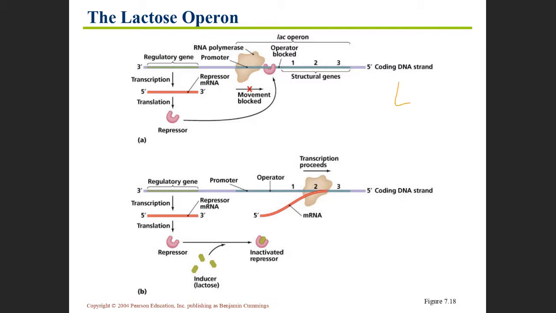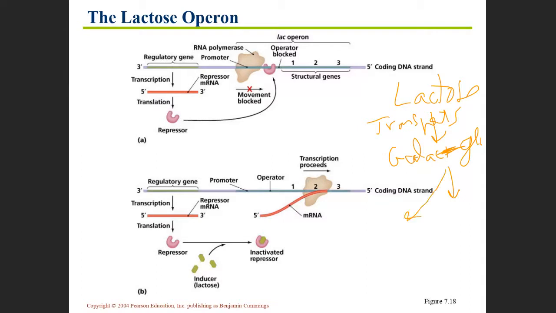So if the cell wants to catabolize lactose, the first thing it has to do is bring lactose into the cell. So transport. It's going to need some type of protein that transports lactose into the cell. And lactose is a disaccharide. It's made of galactose and glucose. So galactose and glucose bonded. So now it has to break them apart and separate the galactose and the glucose. That is another gene that needs to do that.